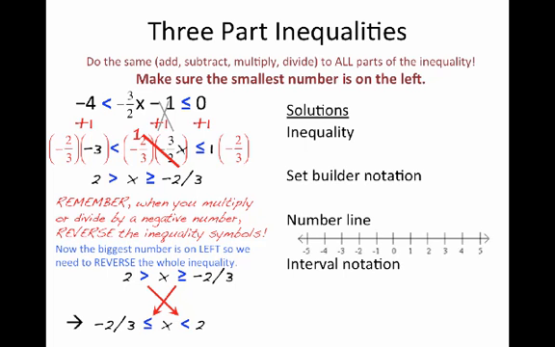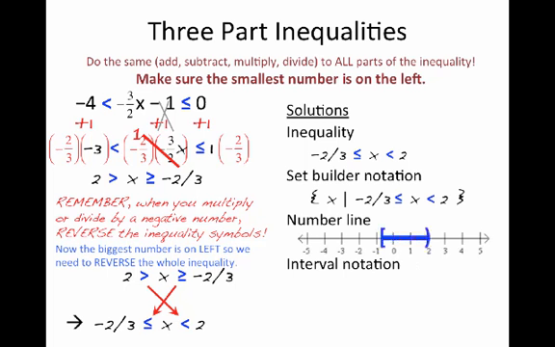So our solution, written in inequality form, is negative 2/3 is less than or equal to x is less than 2. You can write it in set builder notation using the curly brackets. And because we've got the smaller number on the left, we can transfer that directly to the number line. We start with negative 2/3. That's between 0 and negative 1.